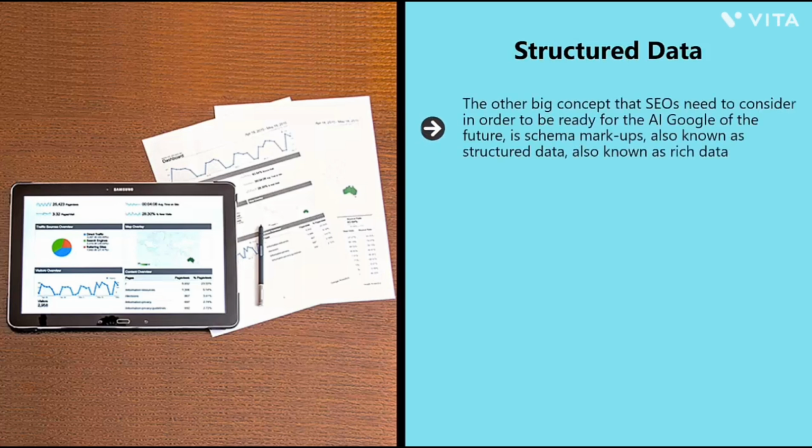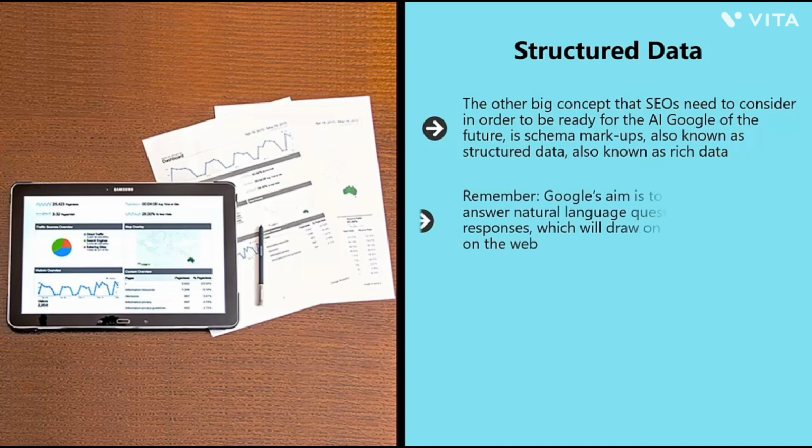Structured data. The other big concept that SEOs need to consider in order to be ready for the AI Google of the future is schema markups, also known as structured data, also known as rich data. Remember, Google's aim is to enable Assistant to answer natural language questions with useful responses, which will draw on information found on the web. Google doesn't just want to pull up a list of useful search results. It wants to be able to answer questions. So if someone asks how to make bolognese, it will simply read out the ingredients.